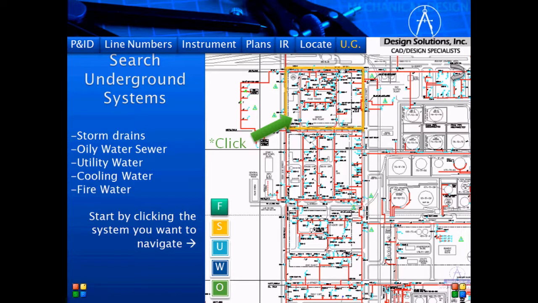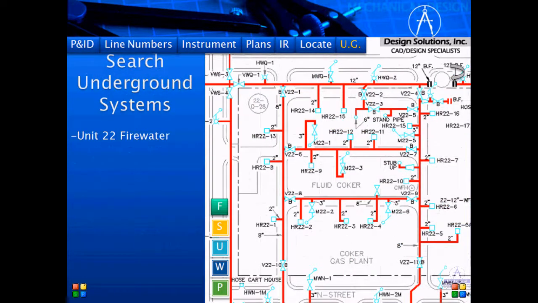Here I just want to go over real quickly the underground section. It works the same way how you would locate an item, but this is for underground system. One of the major things is that a lot of places don't have updated underground drawings, so we established this system. It works the same way, and you can zoom in, and here we have different tabs for different processes. Right now we're reviewing fire water, but we can do storm drains, underground water piping, and all that.